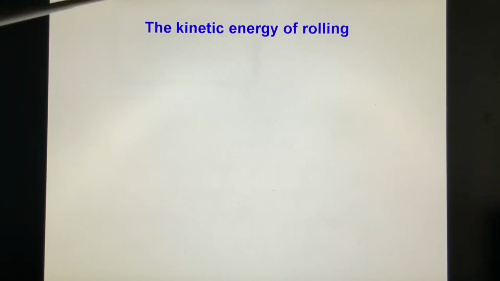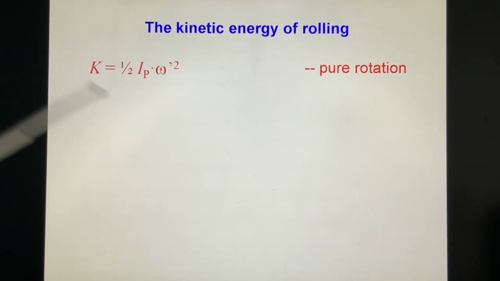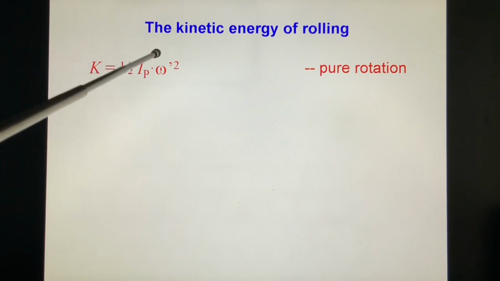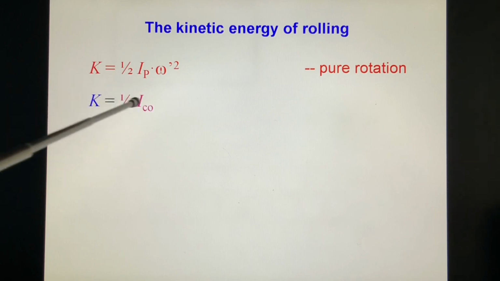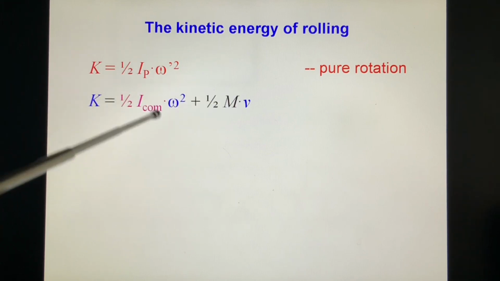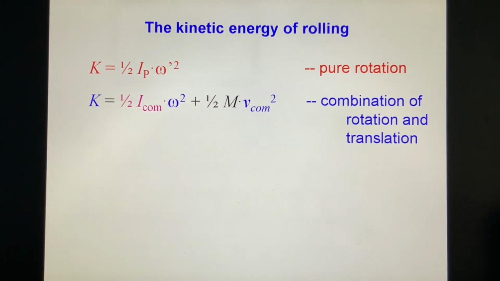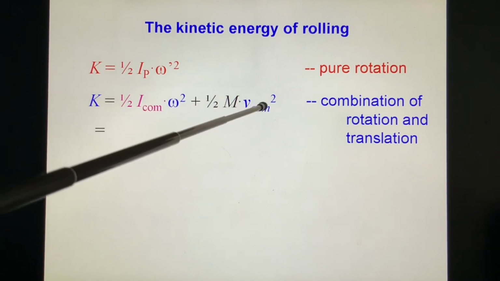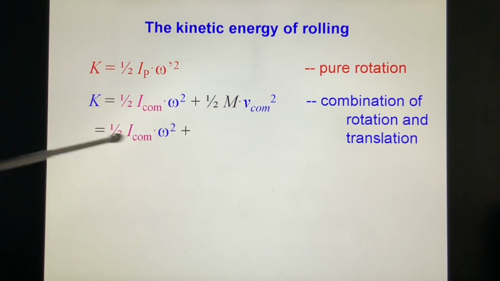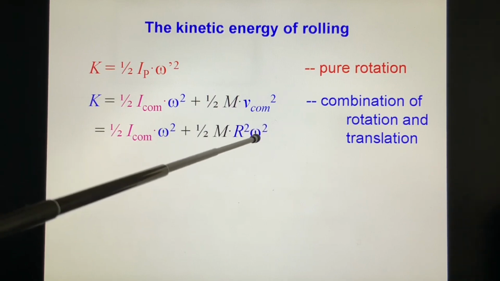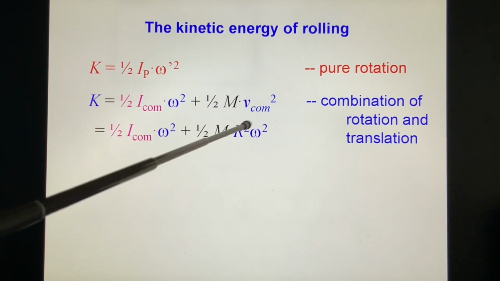Before we conclude, we look at the kinetic energy of the rolling. If it has pure rotation, this is half I_P omega prime squared. If it's rotation plus translation, then the energy is rotation energy and translation energy. And we say this omega is equal to this omega prime. How do we do that? You see, v_com equals r omega, so v_com squared equals r squared omega squared.